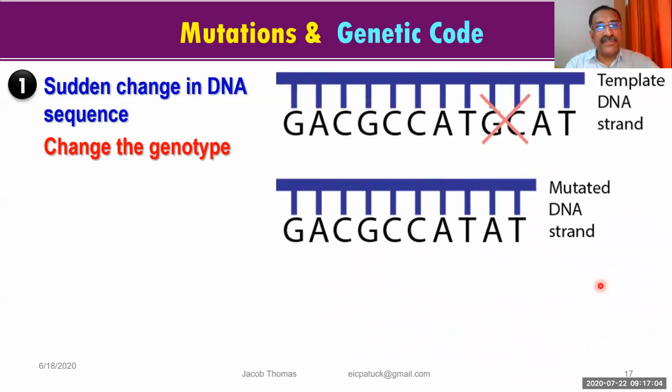Now when this kind of change occurs, you know that every three nitrogen bases we say one codon, that is representing a particular amino acid, and that amino acid becomes the protein, and the protein is expressing the character.